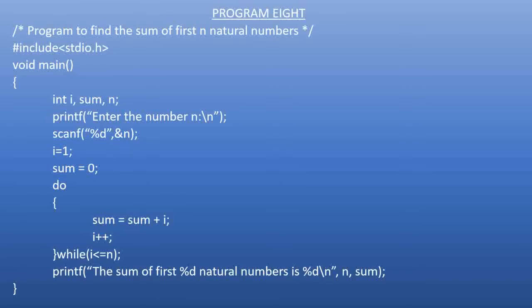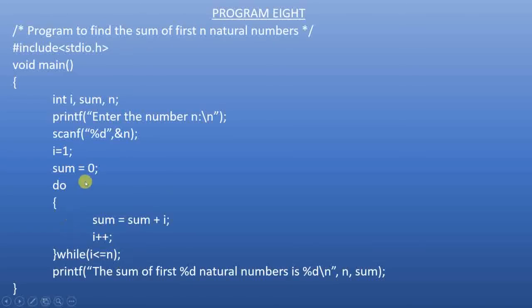This is another program which demonstrates how the do-while looping structure works. Here the problem is the same: you have to find the sum of the first n natural numbers. Here, instead of giving the condition at the beginning of the loop, I have written the condition at the end of the loop. Just observe the semicolon here. You have to keep a semicolon here. That is the syntax of the do-while loop.